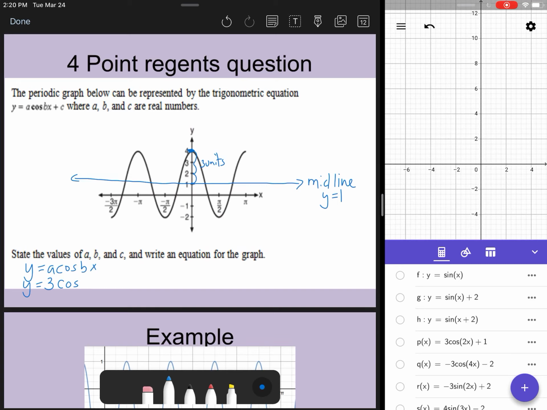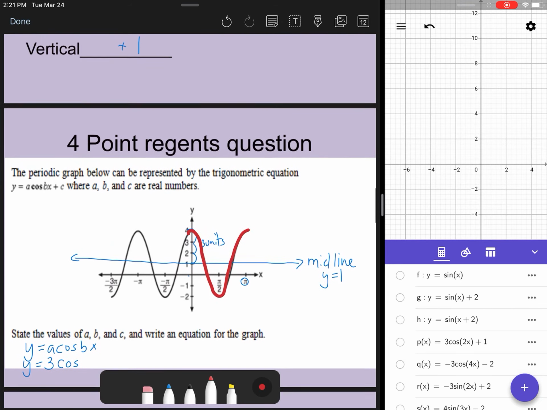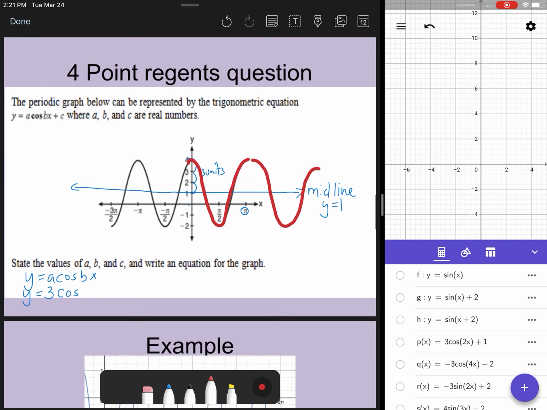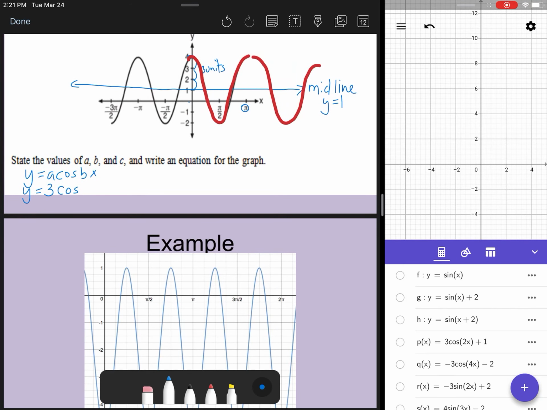The next piece I need to find is the frequency. How can I find the frequency? Well, I'm going to look at my graph, my x-axis. This is taking me to pi. If I have from 0 to pi, notice 1 full cosine curve. Well, how many would I have going from 0 to 2 pi? I would have 1 more cosine curve for a total of 2. Remember, the frequency always represents how many curves you have from 0 to 2 pi. So the b value is going to be 2.